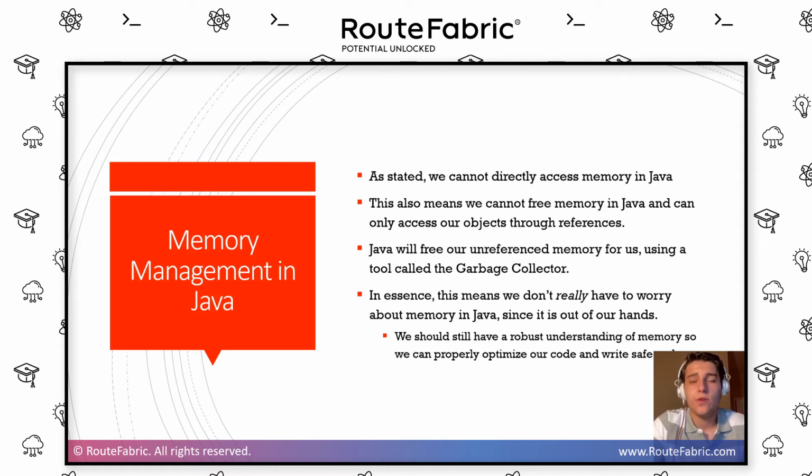That being said, we really should still have a robust understanding of memory so we can properly optimize our code and write safe code. We don't want to be declaring objects when we don't need to. We don't want to be declaring variables when there's already a variable we can use. And we also don't want to keep objects alive for much longer than we need them. So even though memory allocation is kind of out of our hands in Java, I think it's still very important to understand the stack and the heap and really have an understanding for how memory allocation works in Java.